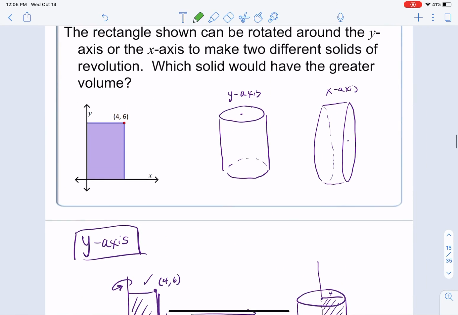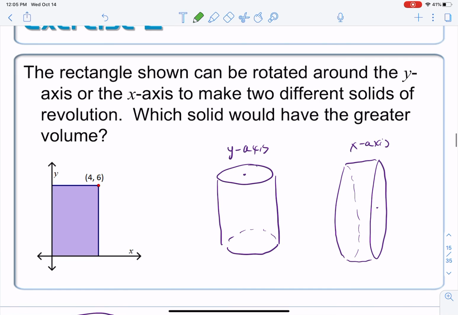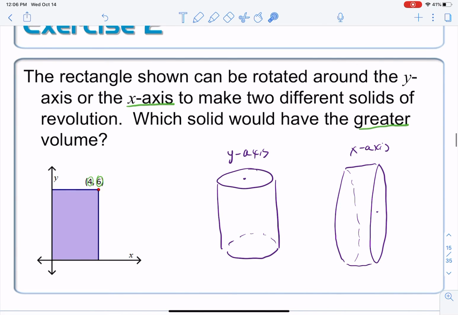All right, let's think about this for a second. Let's come back up to this original problem. Could we have anticipated that the one that went around the x-axis was going to have a greater volume? Think about what had happened. Whenever we were spinning this around the y-axis, the 4 was the radius which got squared. And over here on the x-axis, it was the 6 that was the radius that got squared. When we have a larger base, that contributes more to its overall volume, which made it have a greater volume than the other one.